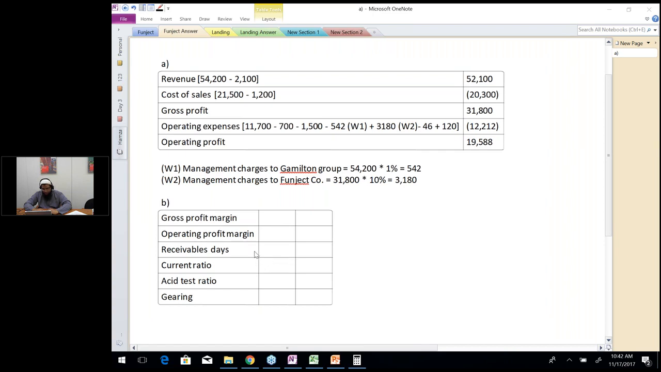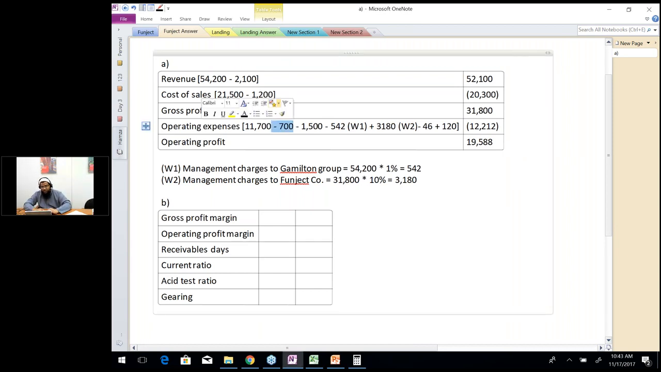Thank you, Hamza, for calculating the GP. Samin is saying that please, the concept of removing the 700, 1500, 542 from the operating expense is not clear. Samin, the answer is pretty simple. That 700 relates to the business that we have disposed of. So as we are removing the revenue and the cost of that business disposed of, we are also removing the operating expenses of the business disposed of.